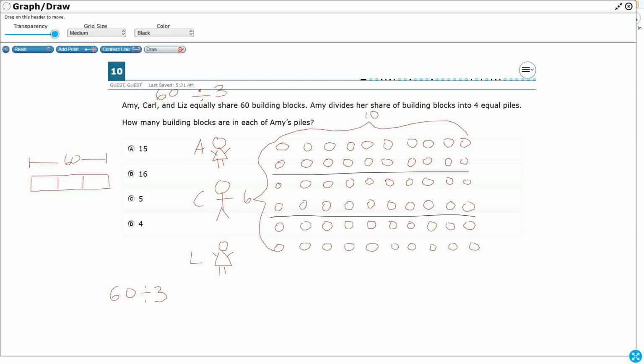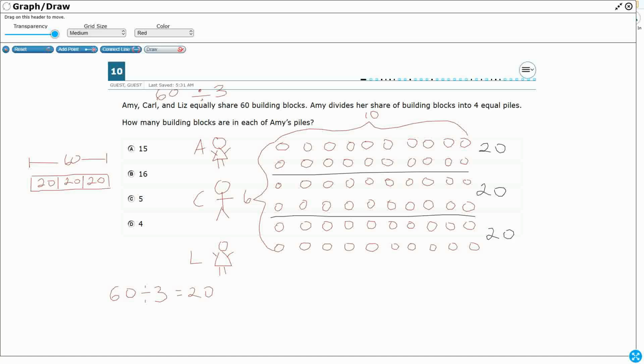Now, how much is in each row? Well, it's 2 rows of 10, so that's going to be 20, 20, and 20. So each person gets 20, 20, 40, 60. That makes sense. So let's add that to what we have so far, equals 20. And we'll say 20, 40, 60. All right, so Amy, Carl, and Liz each have 20.